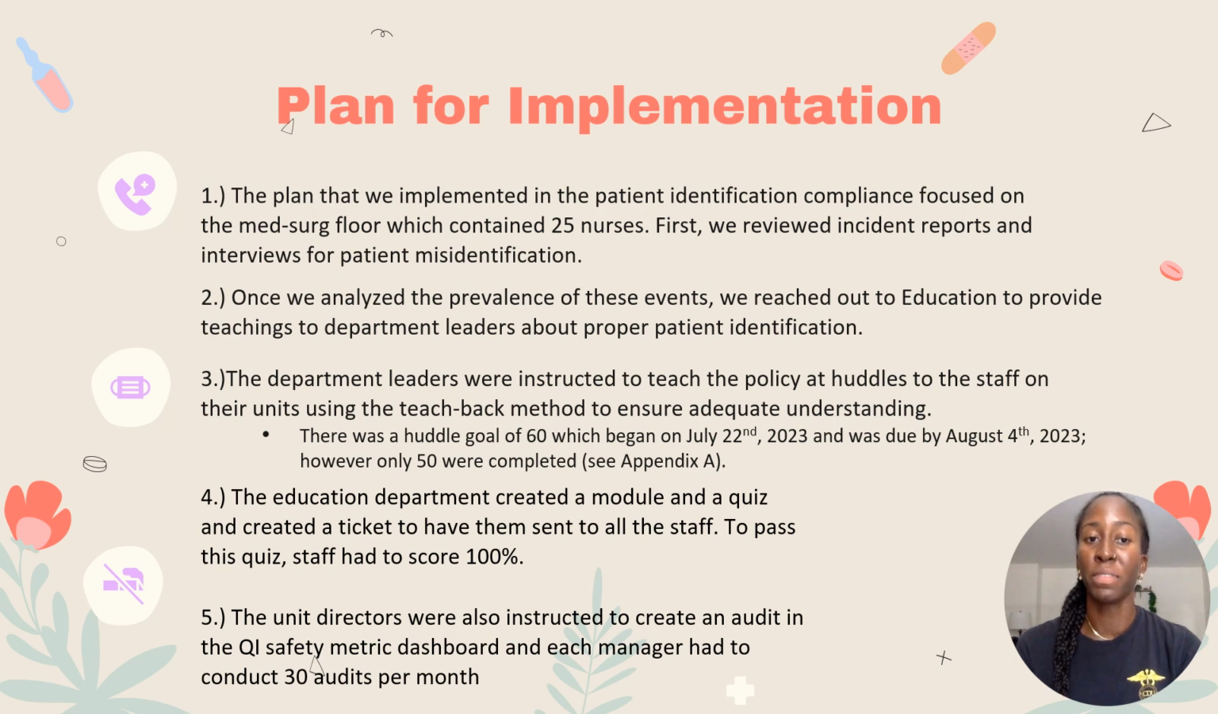There was a huddle goal of 60, which began on July 22nd, 2023, and was due by August 4th, 2023. However, only 50 were completed, as seen in Appendix A. Fourth, the education department created a module and a quiz and created a ticket to have them sent to all the staff. To pass the quiz, staff had to score 100%. And fifth, the unit directors were also instructed to create an audit into their QI safety metric dashboard, and each manager had to conduct 30 audits per month.